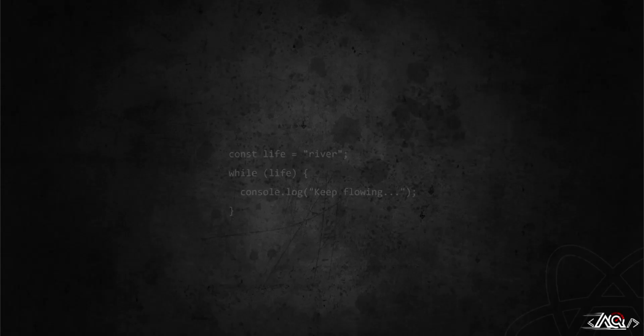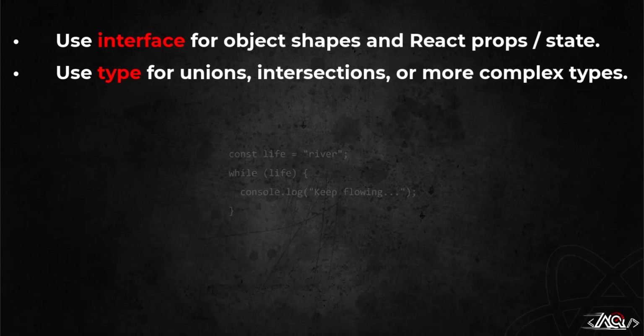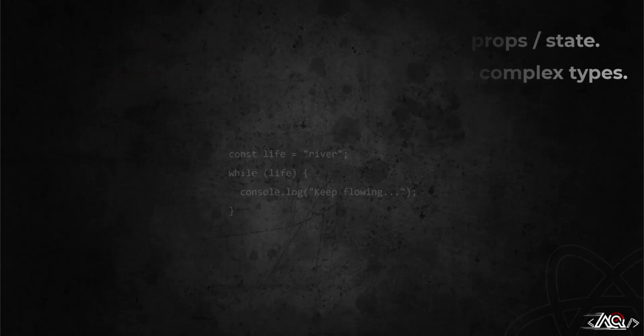So when should we use which? In practice, many TypeScript teams follow this pattern. Use interface for object shapes and React props and state. Use type for unions, intersections, or more complex types. But honestly, for simple object types, either one is fine. The important thing is to be consistent in your project.